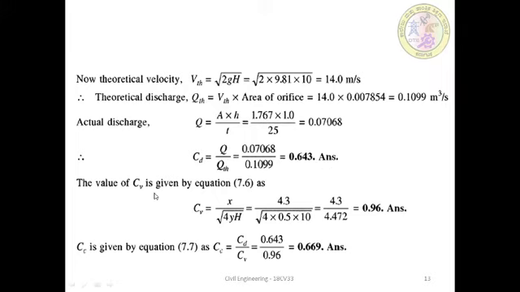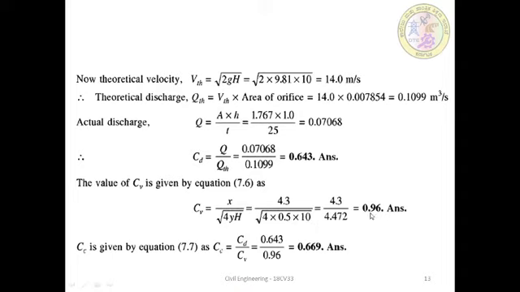Now we also have to find CV, the coefficient of velocity. CV is nothing but x divided by square root of 4YH. X is given, the horizontal distance is 4.3 meter, and in 4YH, Y is also known, and H, the height, is also known.